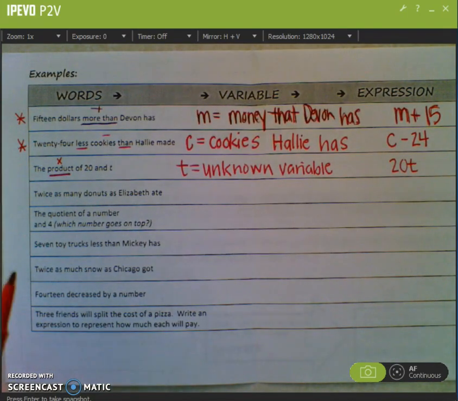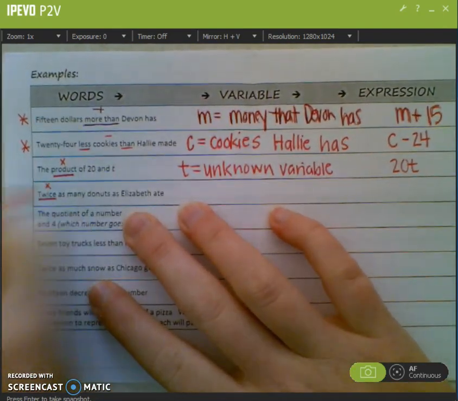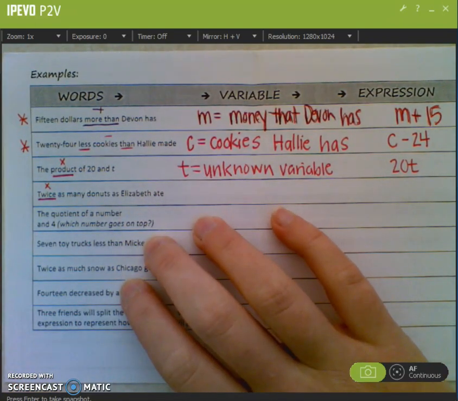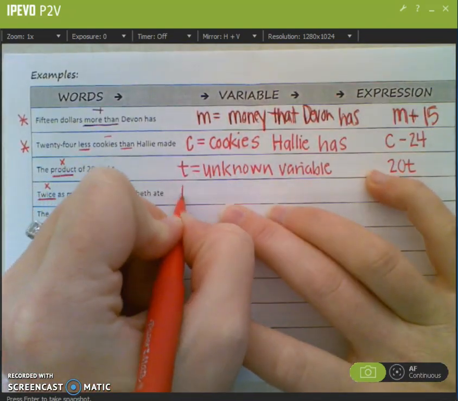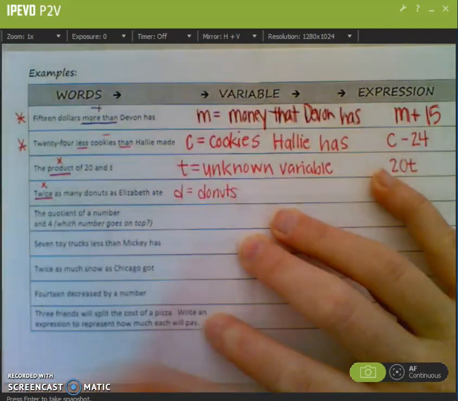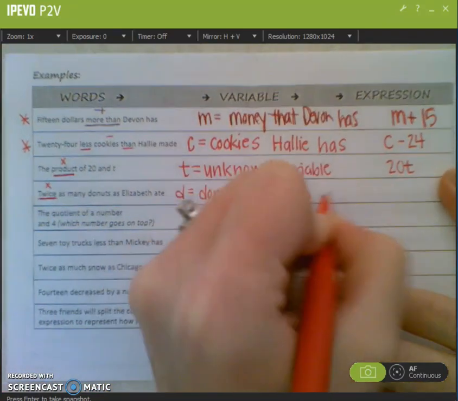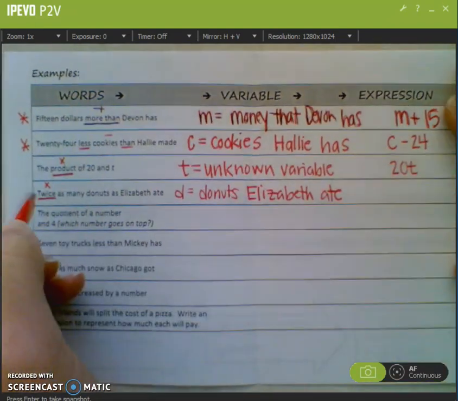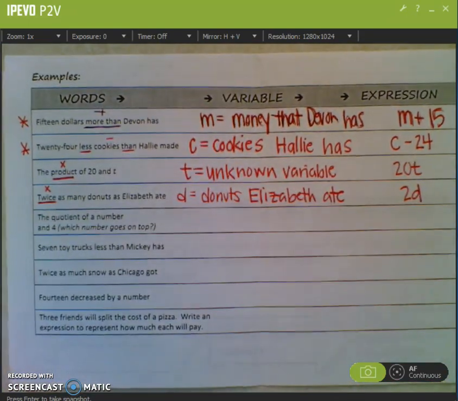The next one says twice as many donuts as Elizabeth ate. Twice is another multiply-by word that we should recognize. We don't know how many donuts Elizabeth ate, so I'm going to put D equals donuts. Remember, don't stop at one word. Keep going: donuts Elizabeth ate. And twice as many means we're going to multiply that by 2, so I have 2D as how many the next person ate. I'm going to do one more example with you before I release you to try a couple.